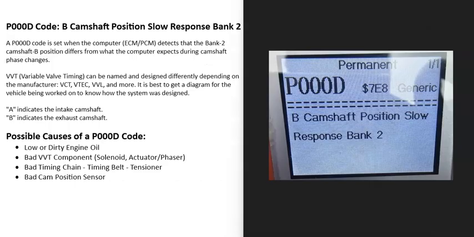So today I'm talking about a P000D code, what it is and how you could go about fixing it. And so what is a P000D code? Well, it's a B camshaft position slow response bank 2. And so what does this mean?